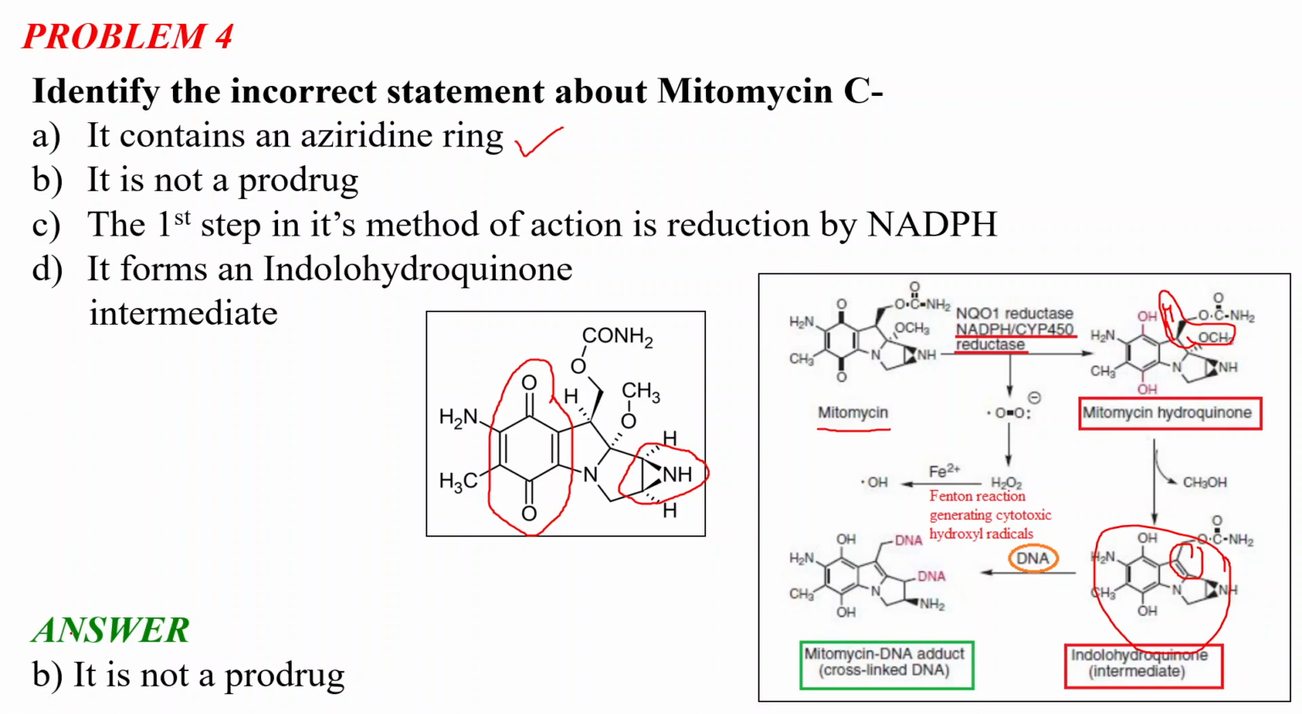As we know the structure of indole, I will just draw it. The structure of indole is like this: there is a 6-member ring and a 5-member ring. The indole-hydroquinone is nothing but there will be 2 OH groups at the para position of this benzene ring of the indole. This is the indole-hydroquinone intermediate of mitomycin C, and after reaction with DNA, it forms the cross-linked mitomycin-DNA adduct, and a Fenton reaction happens here. So this is the incorrect statement, and the others are correct.